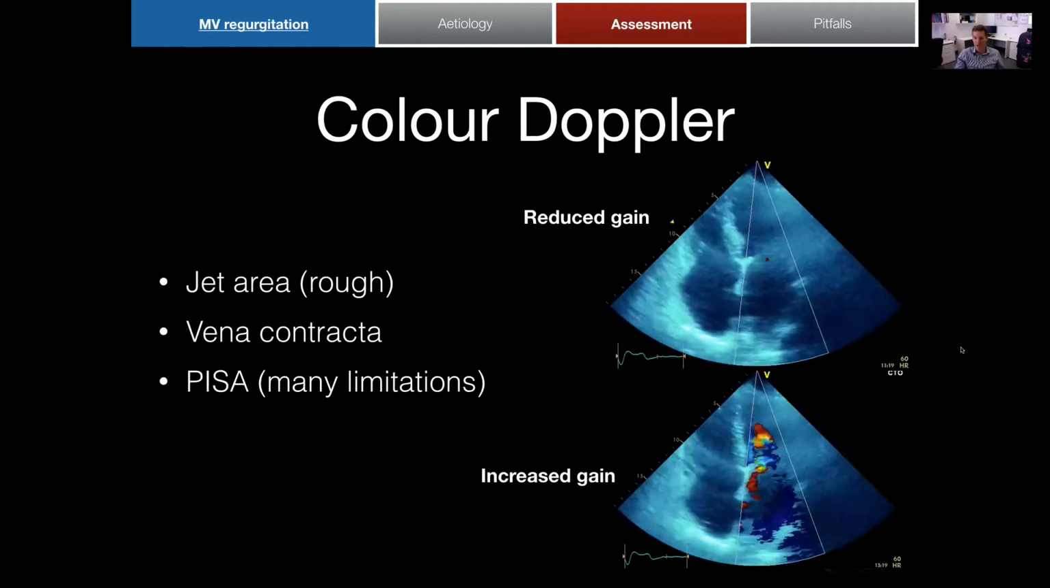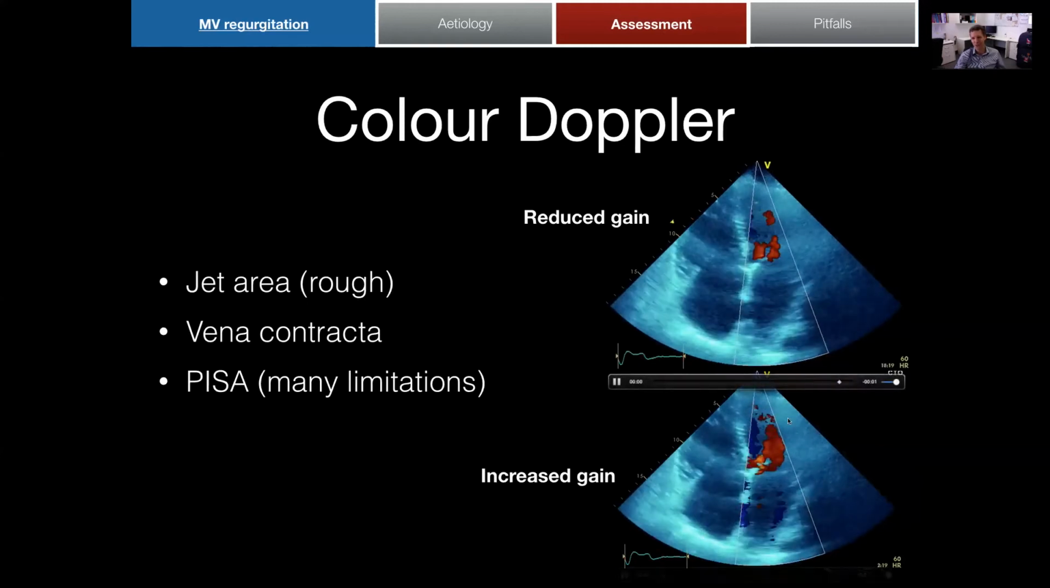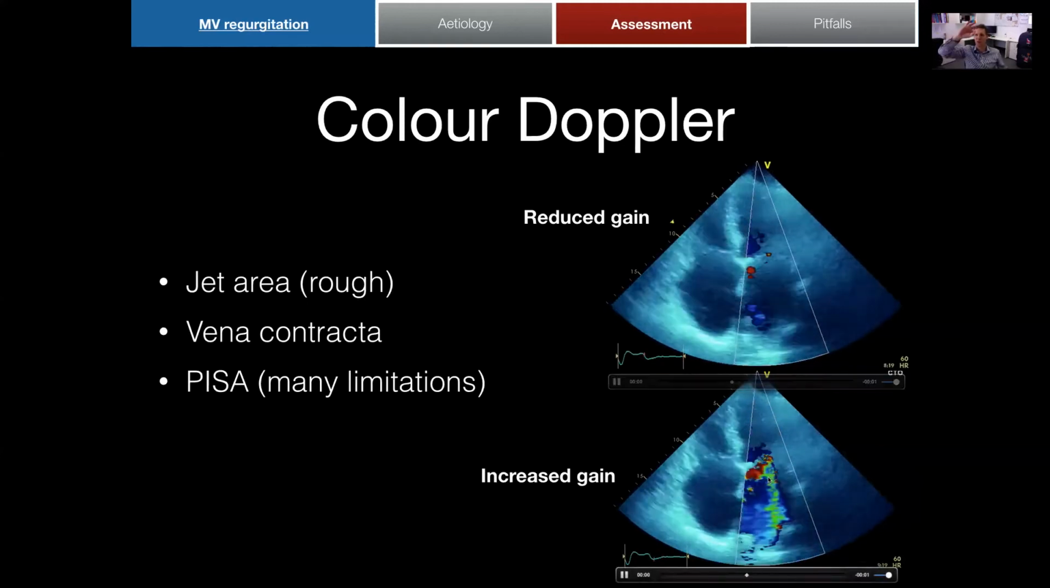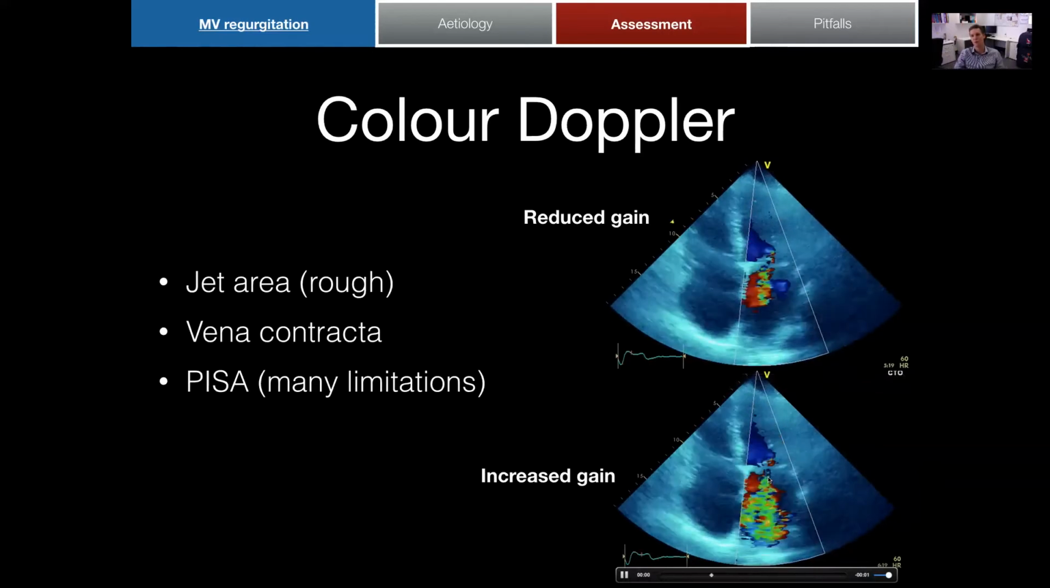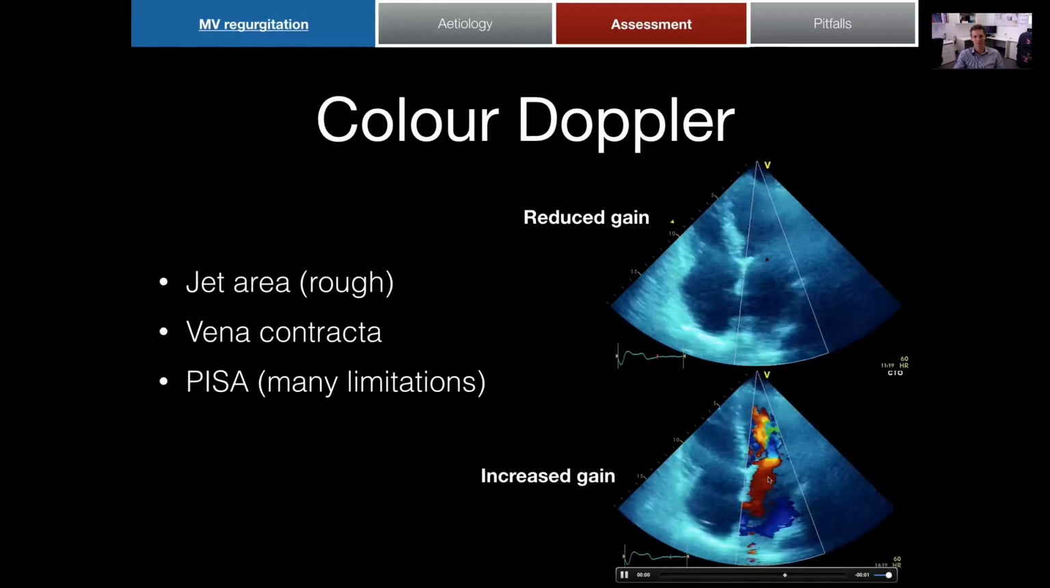We can try and have a look at our vena contracta. The vena contracta, if you look at the bottom, is just from where the hole is. It's the smallest distance as that jet comes through the mitral regurg, and we can measure that there.